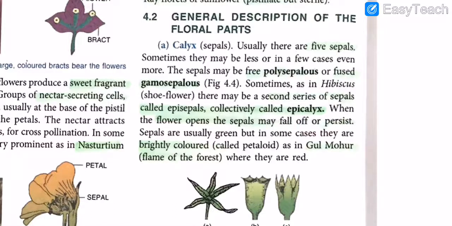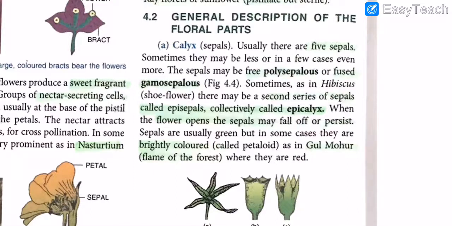First whorl is the calyx, that's the sepals, then the petals, that's the corolla, then the stamen and androecium, and then the last and the fourth whorl that is essentially placed in a flower, protected with all those whorls. We have the pistil or the gynoecium. So starting off with the calyx.